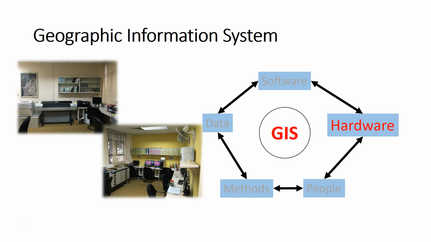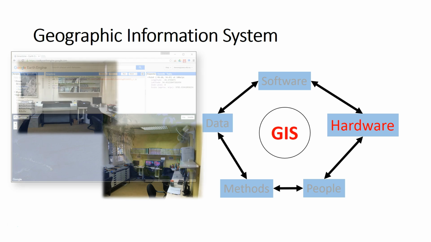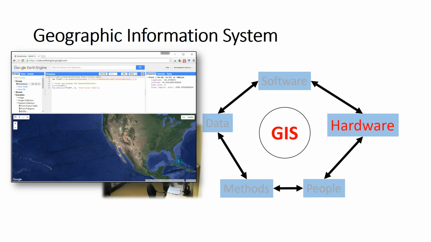The second thing is hardware. In the past, you really needed to find a GIS lab. But now you don't need that anymore. You can just use your laptop, it's strong enough. And you also can do some analysis in Google, Google Earth Engine. We are not going to do this in this course. This is quite advanced, but just to let you know.